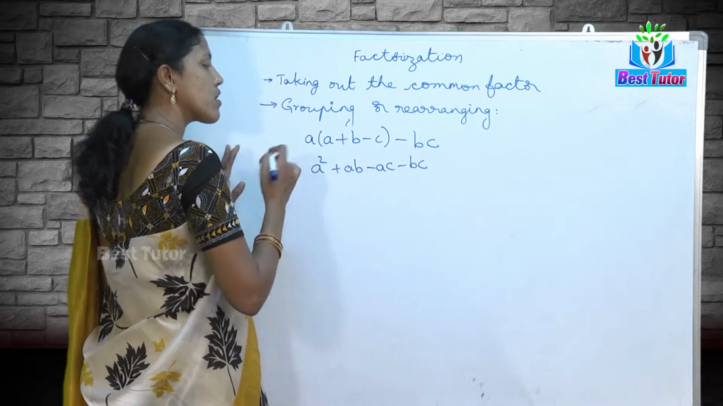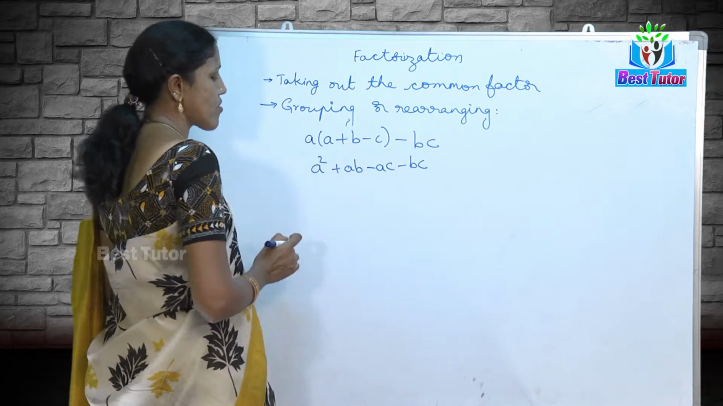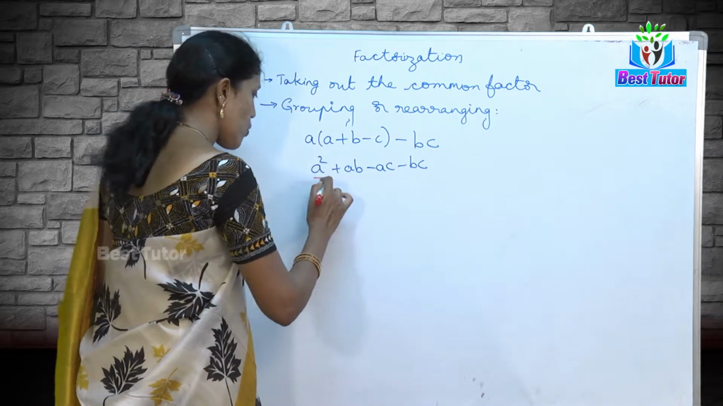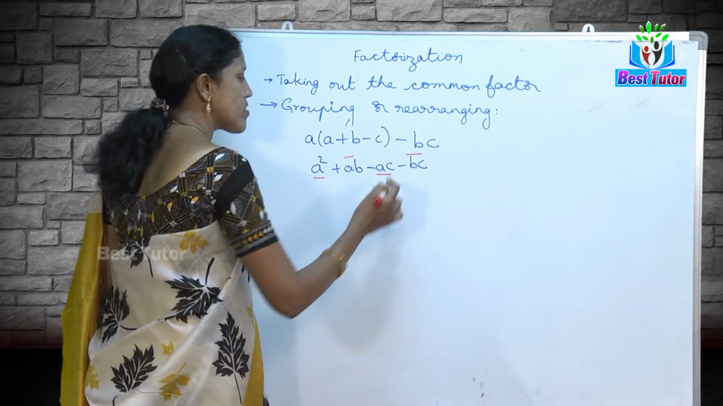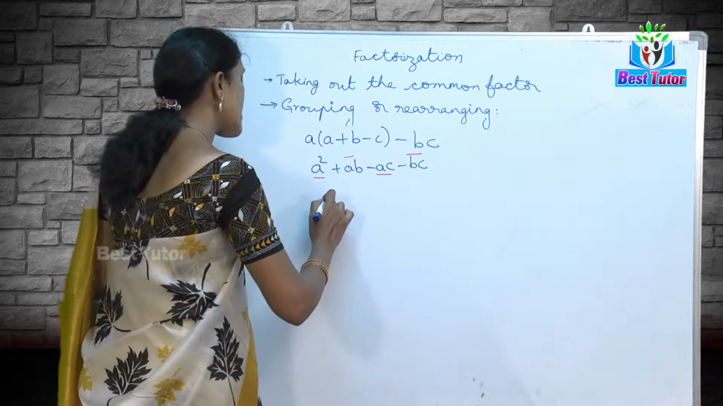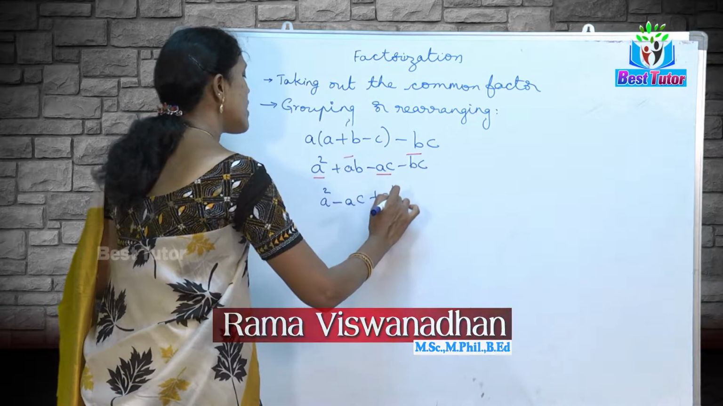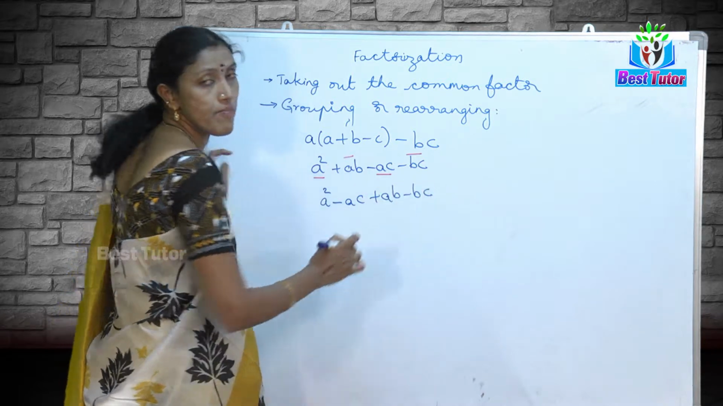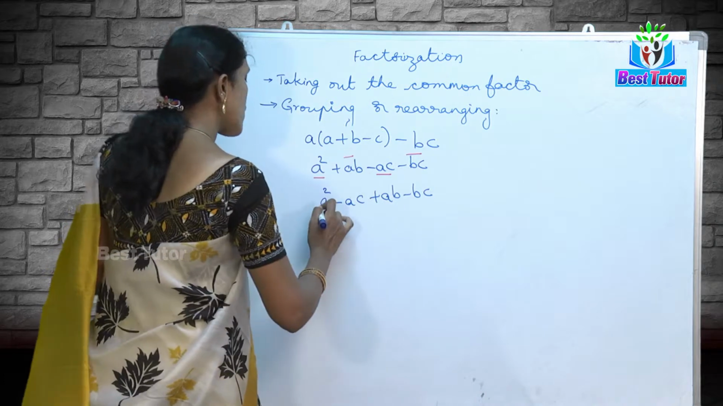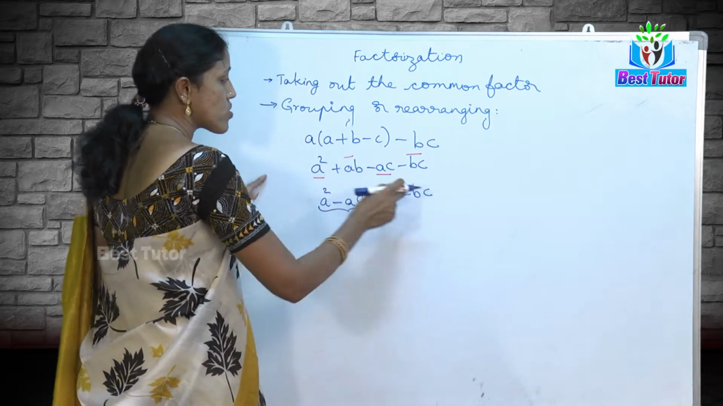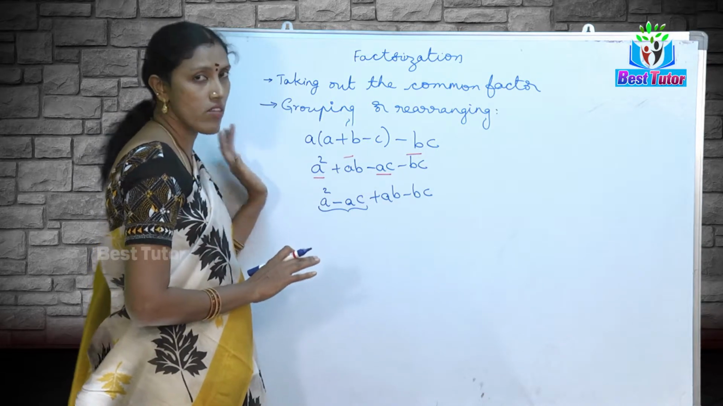Now let me group it or rearrange it. In the earlier example, we have grouped it. Now let us try to rearrange it. a square and ac, they have a in common. ab and bc, they have b in common. Let me rearrange the given expression as a square minus ac plus ab minus bc. We didn't change the question, we have just rearranged the terms. Now overall in all the 4 terms, nothing is common. So taking out common factor does not work out here.